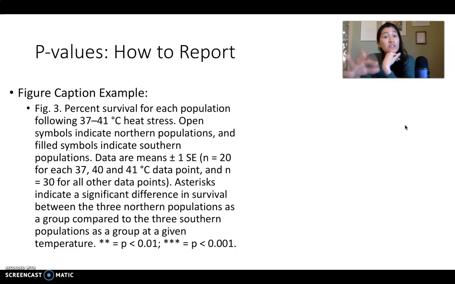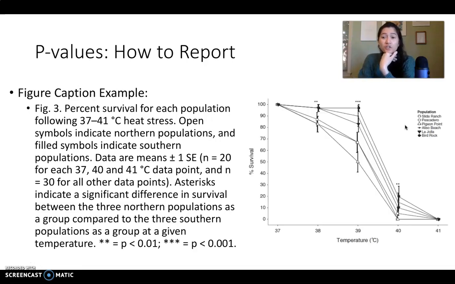Another example, so that's if you're reporting it in the results narrative. When you're indicating p-values and significance on a figure, often you're doing that, it's my dog, don't know if you can hear him groaning. When you're doing it on a figure, you often indicate significance with asterisks.